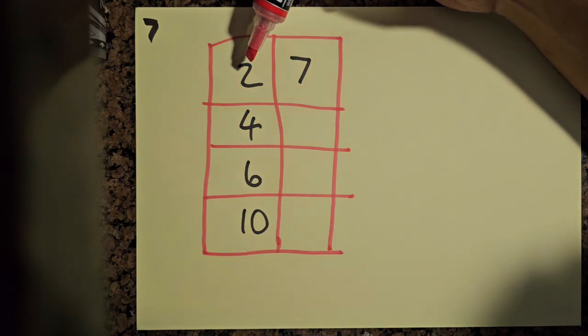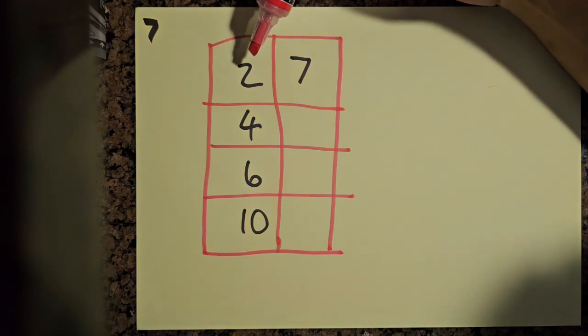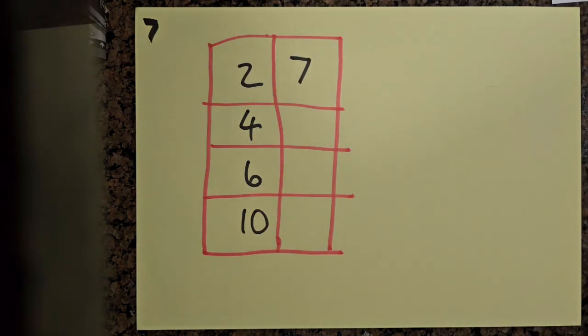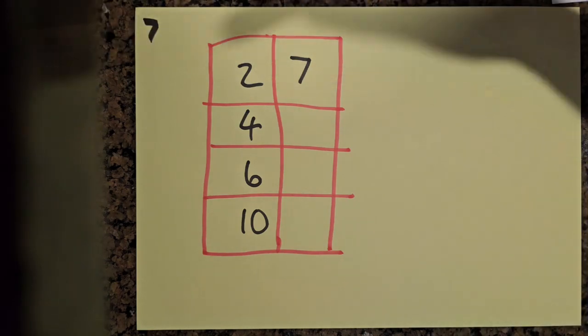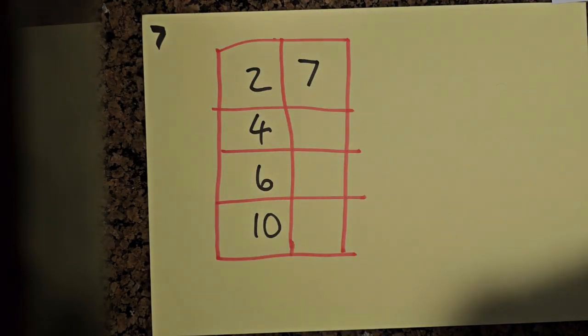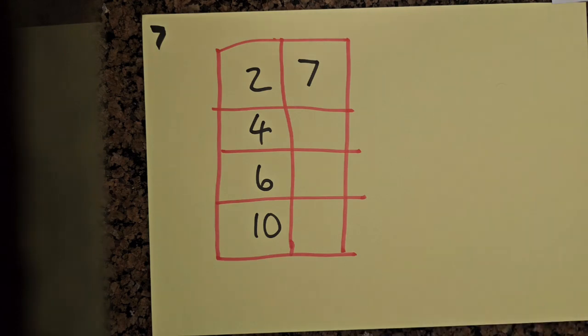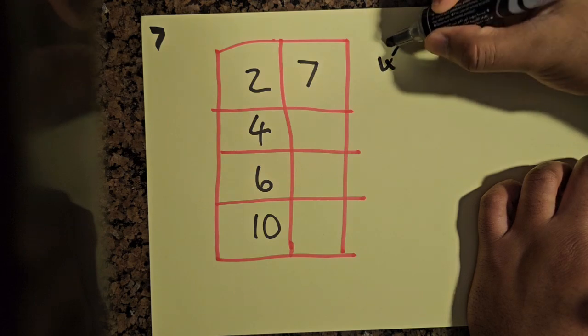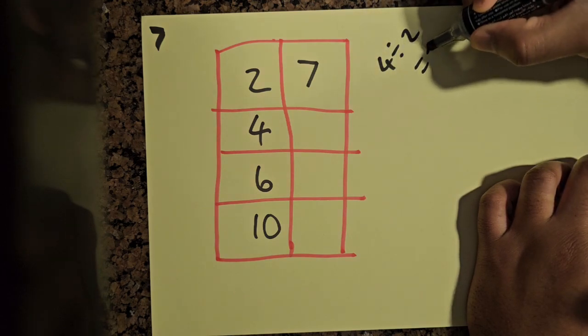Here's 1, 2, right? There's one single 2, so there's one single 7. Now what you should do is ask yourself, how many times does 2 go into 4? That would be 2, because 4 divided by 2 is equal to 2, right? So I'll write that down as a little step here. 4 divided by 2 equals 2, right?